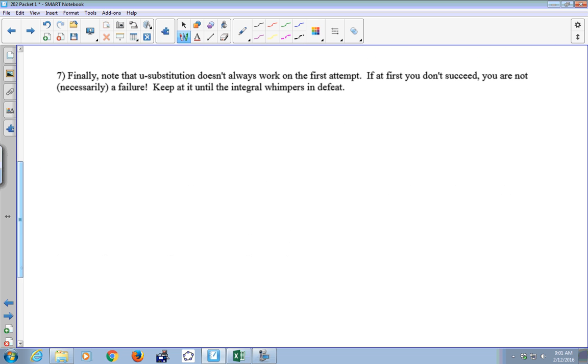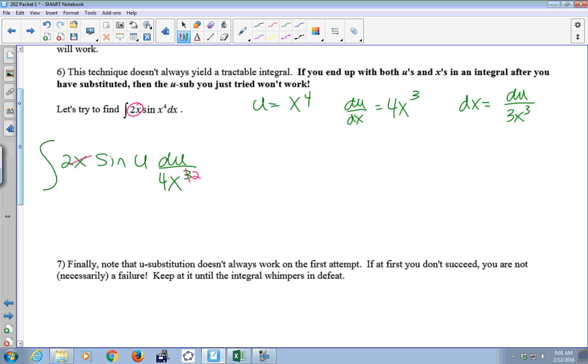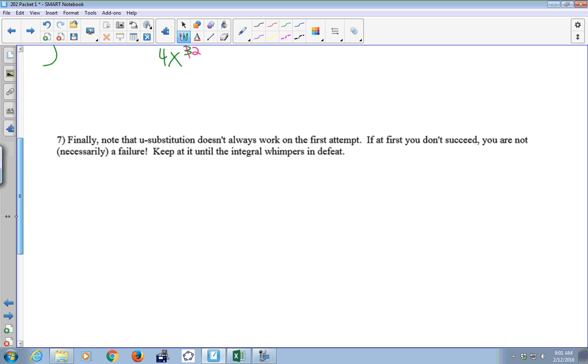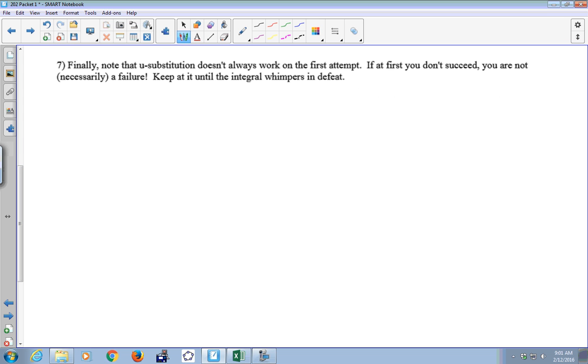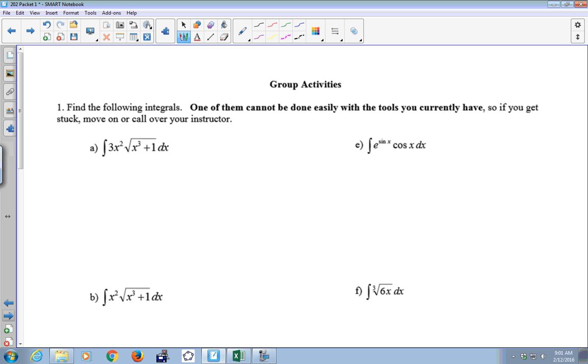So it doesn't always work on the first attempt. If at first you don't succeed, you are not necessarily a failure. In this one we just tried, we are. We could try u's all day and we'll never get it to get rid of all the x's. But you should definitely try at least 2 or 3 things before you give up and say u substitution doesn't work. All right, try some on your own.